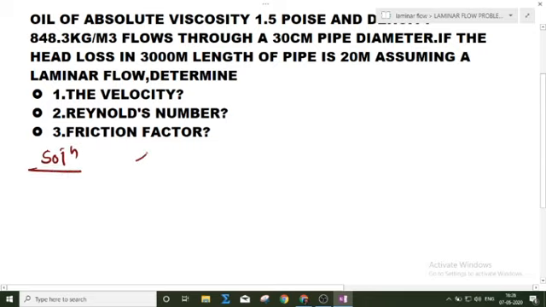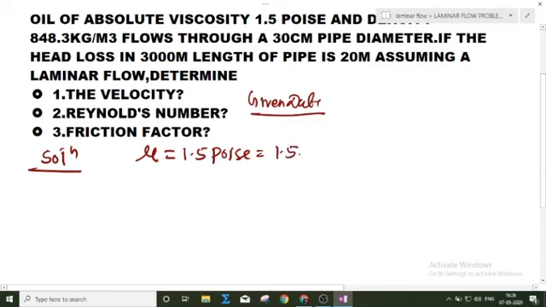See, the dynamic viscosity is given. What is the given data? Mu is 1.5 poise. I have to convert it into SI unit, so 1.5 into 0.1 comes out to be 0.15 Pascal second. Solve along with me, so that next time there is no requirement to read the problem again. So you will get practice from this live class.